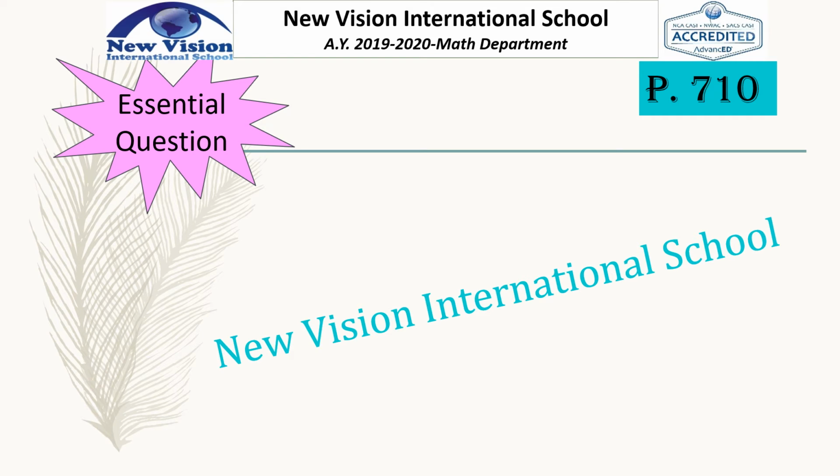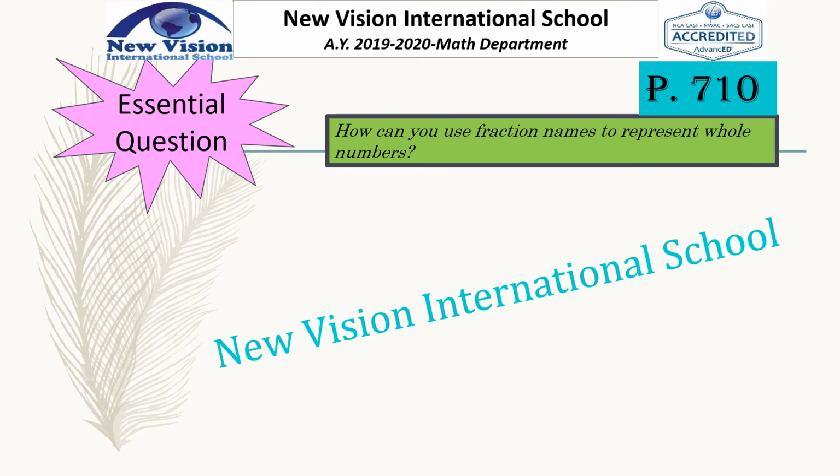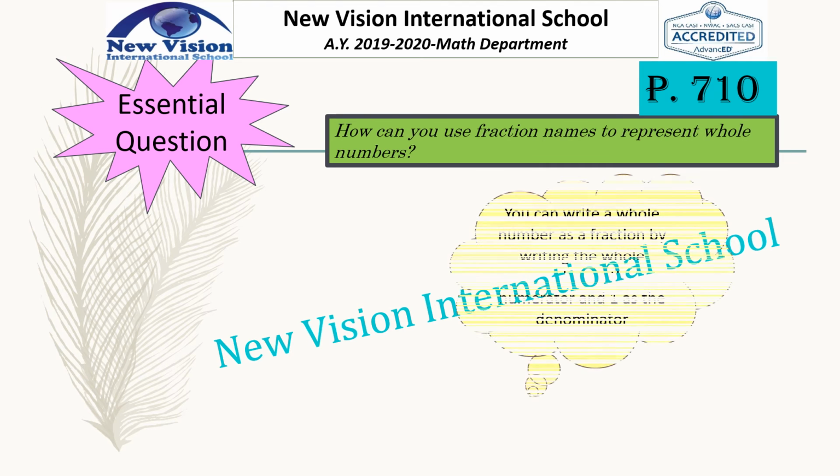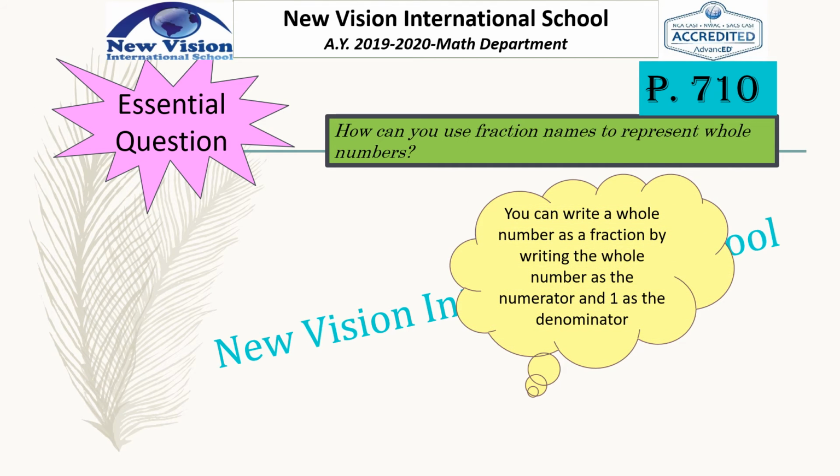So I suppose you have understood the video that you have just watched. Now, let us go to the essential question in your book on page 710. We have here, how can you use fraction names to represent whole numbers? Always remember this one, grade 3 students. You can write a whole number as a fraction by writing the whole number as the numerator and 1 as the denominator. Now, what are some equivalent fraction names for 1, 2, and 3?